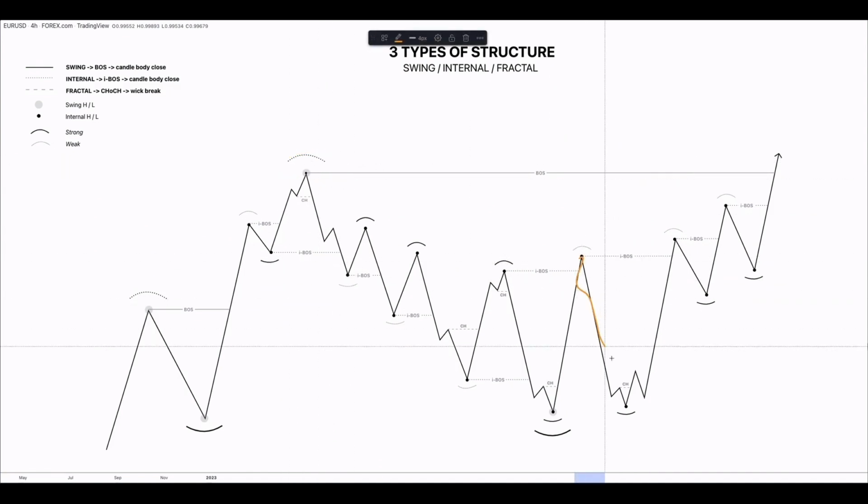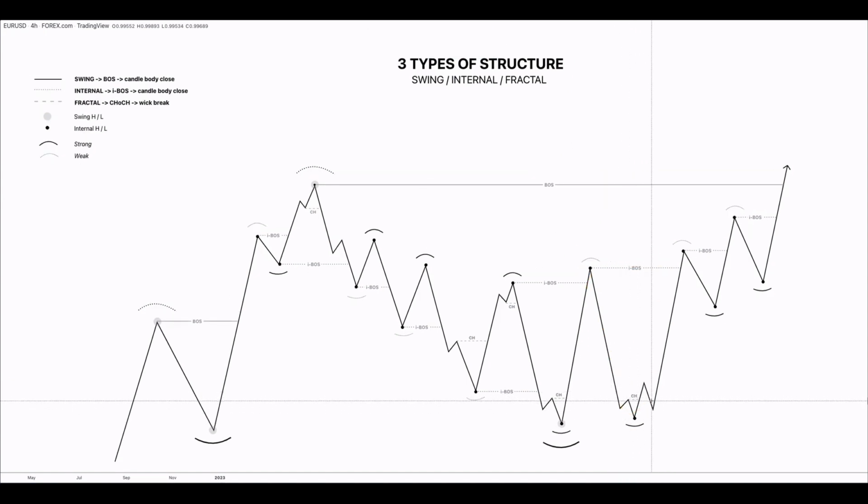Okay, so we get an internal pullback. This should be the new strong internal low, right? Because that's the internal range we're working within. So this trade here becomes a very high probability trade to look to buy, because this is when everything is aligned, right? So then again, that signals the end of that internal pullback. Now price is ready to at least take out this high.